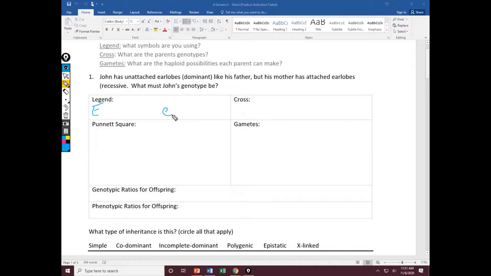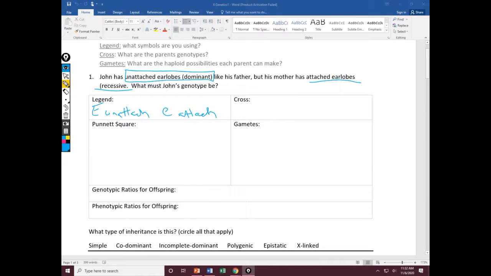A dominant and a recessive. If I go through the question, unattached earlobes are dominant. So E is unattached. That would imply, but we also do say that attached are recessive. Okay, so that's my legend. And don't feel the need to change your letters to match mine. Just make sure your dominant and your recessive is appropriate. That should be the same.